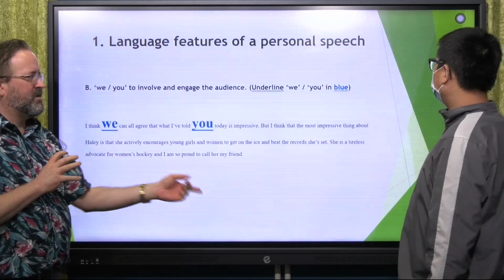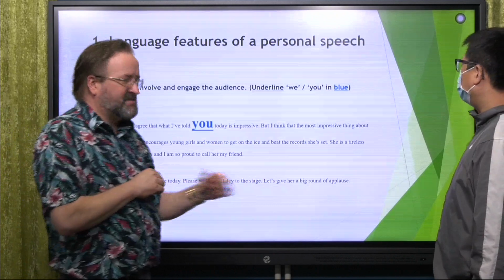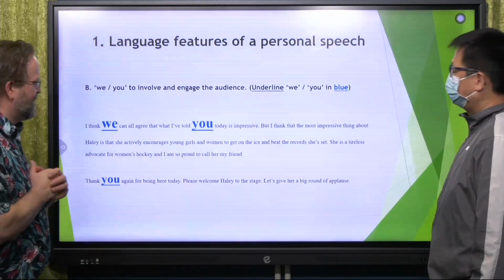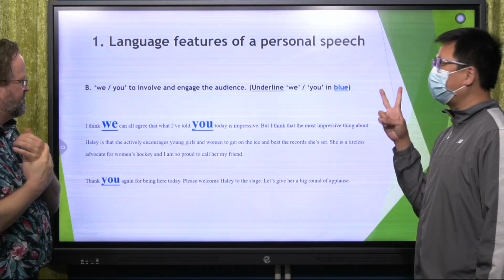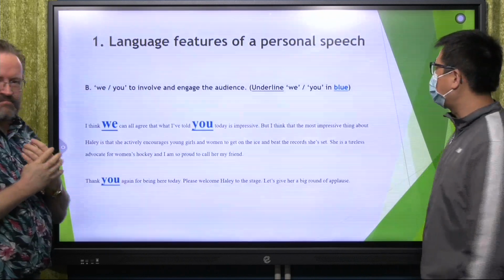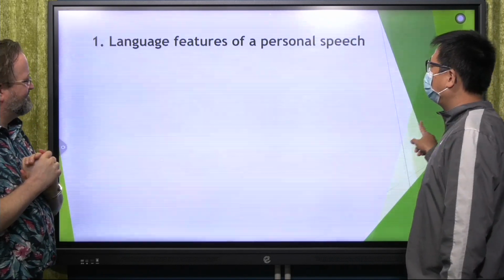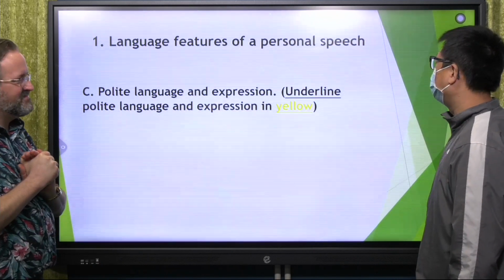Also, I think there was one word in the previous page: let's. Let's means let us. So technically we could underline let's as well. So there are three. This is the second language feature of a personal speech. And then the third one, polite language and expression.